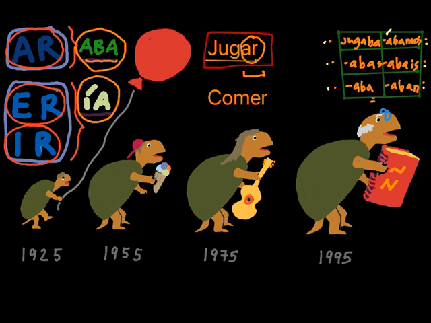So let's do the same operation for comer. Comer belongs to the other group because it ends in ER. So instead of aba, you're going to use ia. All the rest will be exactly the same as in this conjugation. So it will be comía, comías, comía, comíamos, comíais, comían.